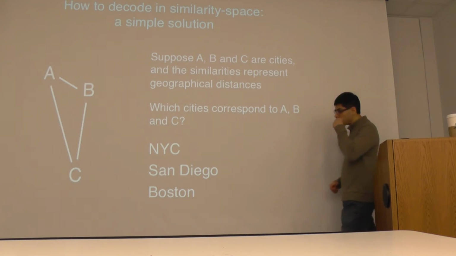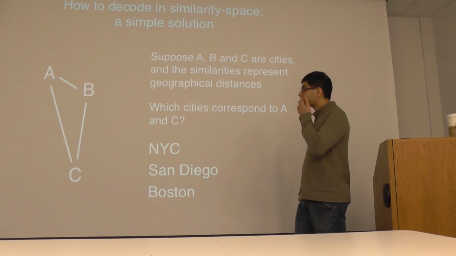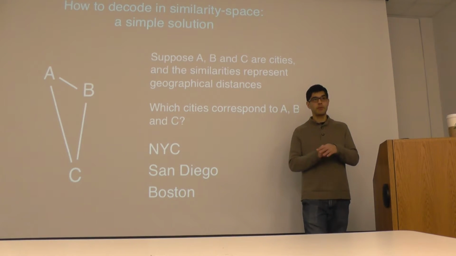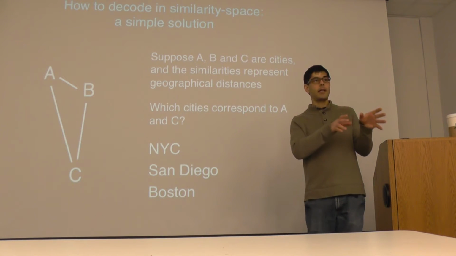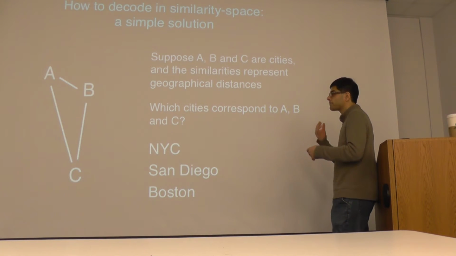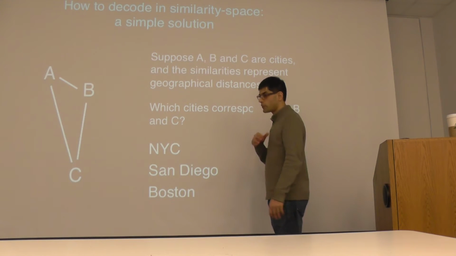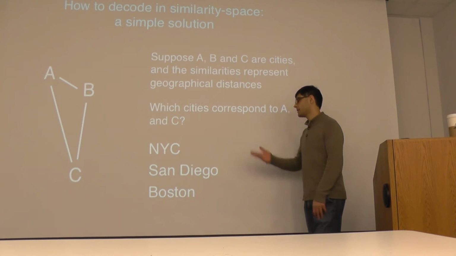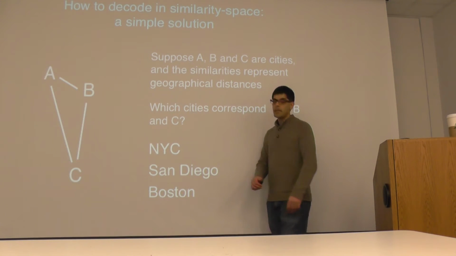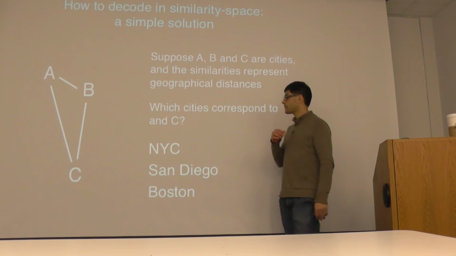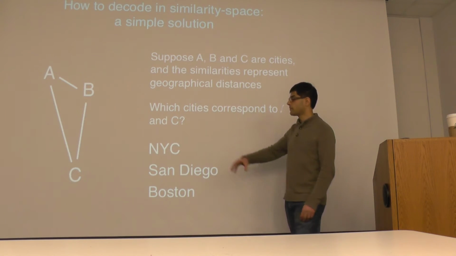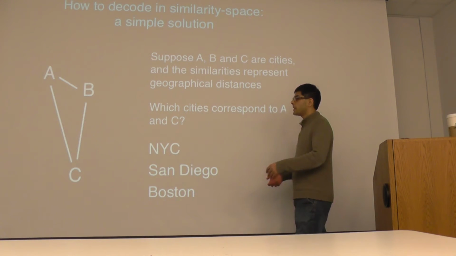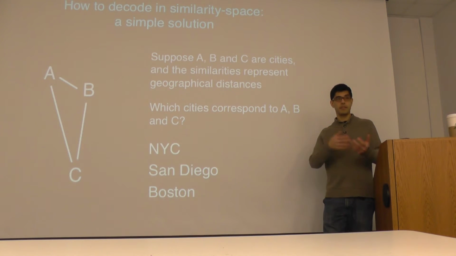Here's an approach which would work, which is almost certainly not how you did it. Suppose you took a more dumb, brute-force approach. You've got these three labels A, B, and C, and these three cities, Boston, San Diego, and New York. I'm just going to try all the possible labelings. There are actually 6 different ways of assigning these labels to these cities. I'm going to try all of them, and for each one, see how well it corresponds to the actual distances between the cities.